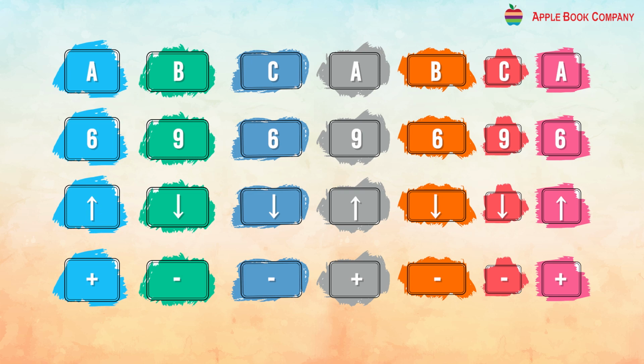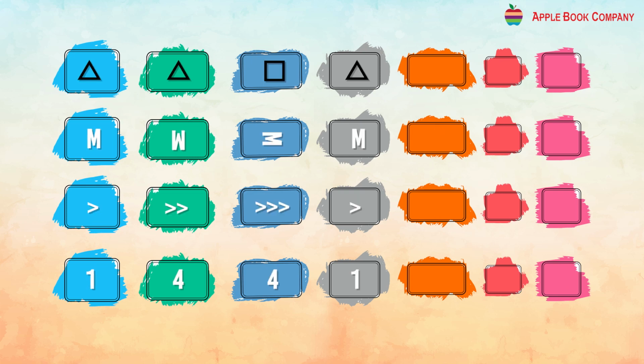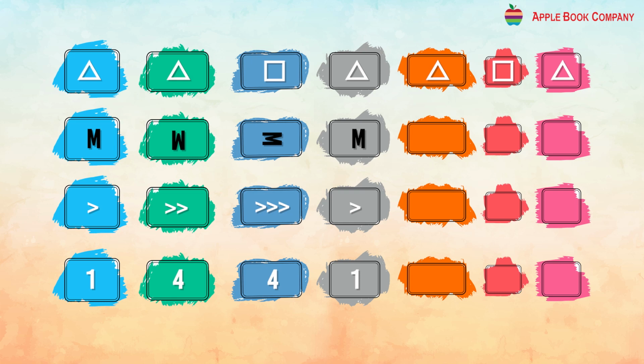Very good. Now we have triangle, triangle, square, triangle, another triangle, square, triangle. Very good. We have M written in the normal way, M written in the reverse way, M written to the right, normal M, again, reverse M, right M, normal M.